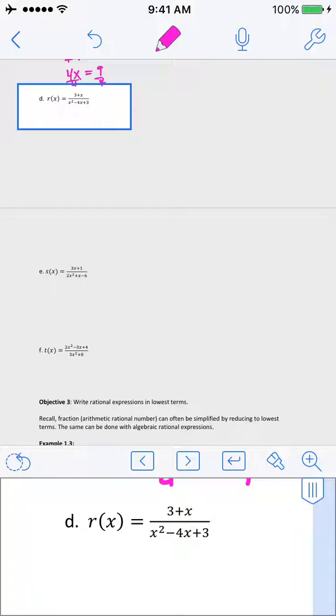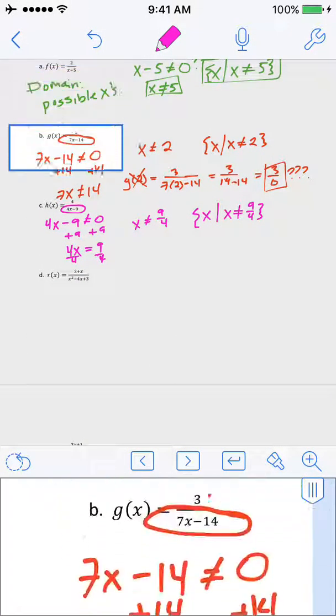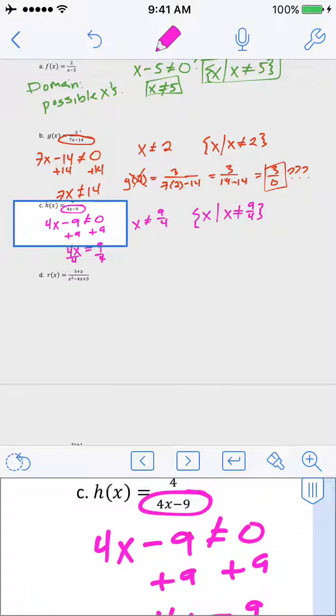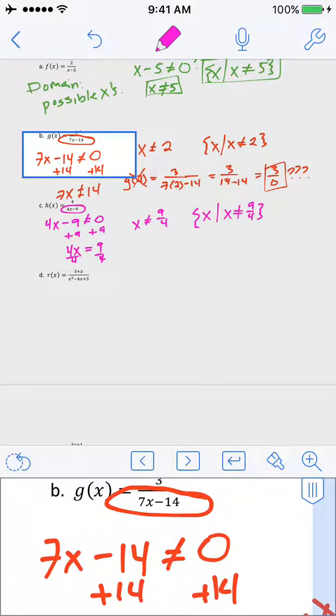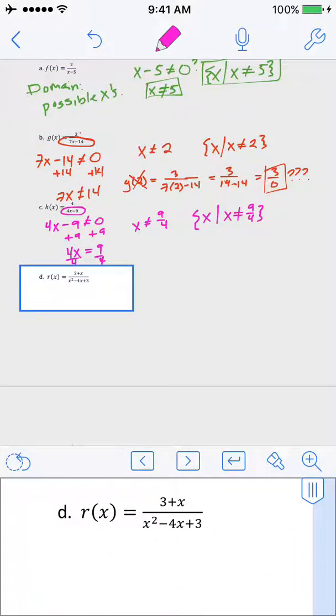Okay, let's try another one. So those ones were pretty straightforward because all of the denominators were nice and linear, right? 4x minus 9, 7x minus 14, x minus 5. Very easy to solve. Now we've got r of x that says 3 plus x over x squared minus 4x plus 3. That's our rational function, okay?